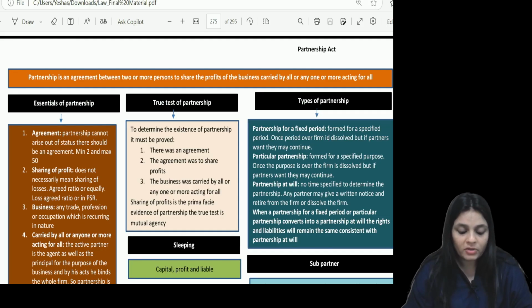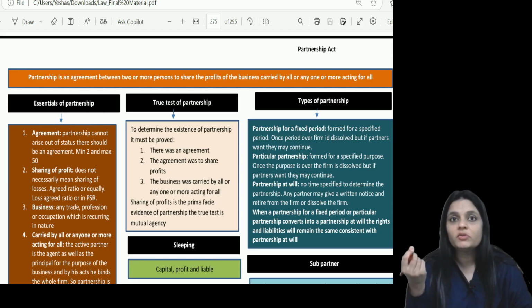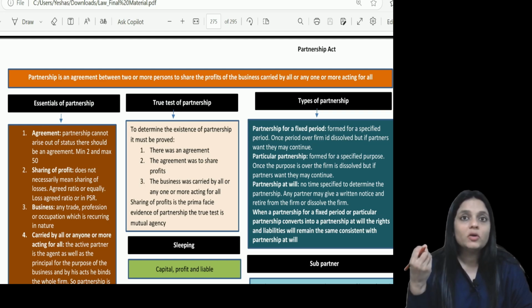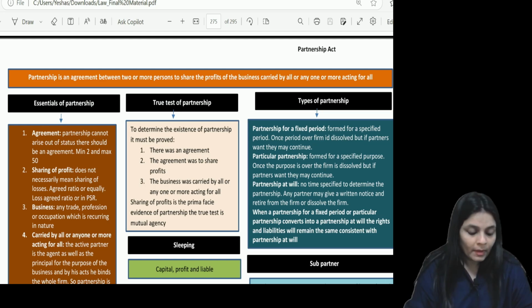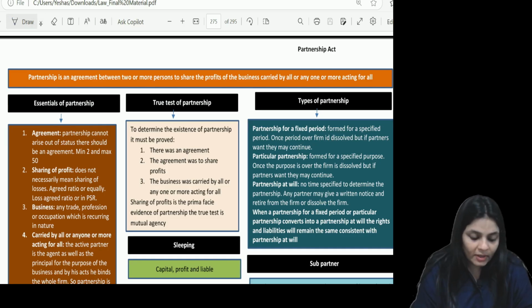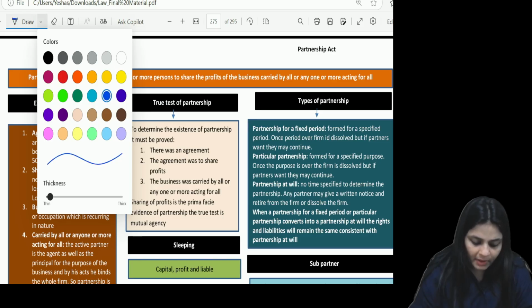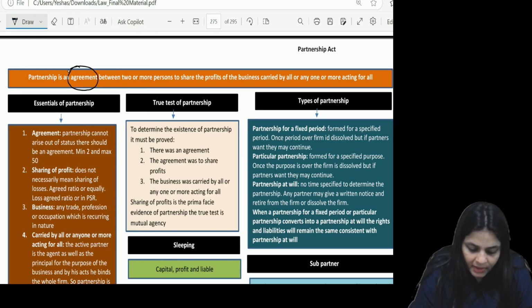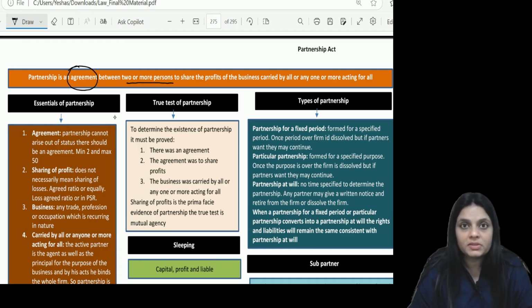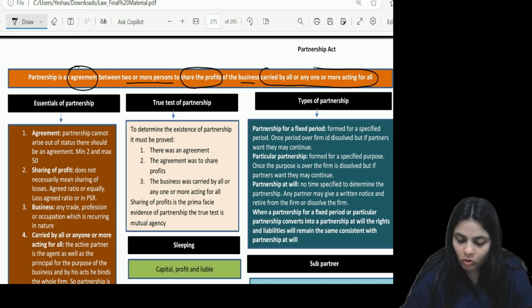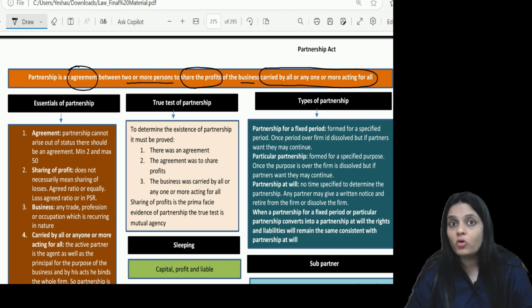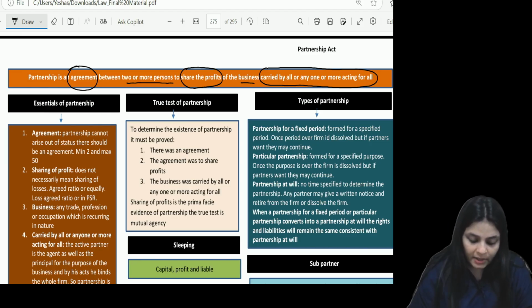So starting with the Partnership Act, what is partnership? Partnership is an agreement between two or more persons. What is the agreement about? To share the profits of the business carried on by all or any one or more acting for all. So if I look at this definition, what all do I get? First of all, there has to be an agreement. Now, this agreement is between how many people? Two or more persons. What is the agreement about? To share the profits. Where will I get the profits from? From the business. And who will carry the business? It will be carried by all of them, or by any one or more acting for all.